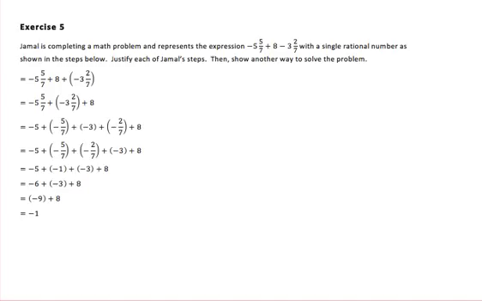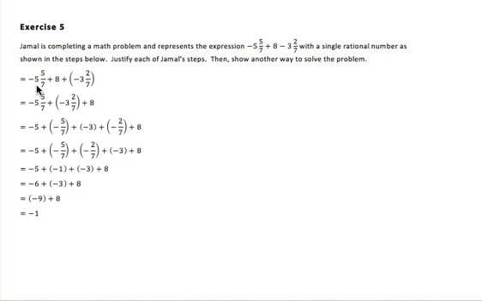Finally, in exercise 5, they tell us that Jamal is completing a math problem and representing the expression negative 5 and 5/7 plus 8 minus 3 and 2/7 with a single rational number. In other words, he is solving. They ask us to justify each of Jamal's steps and then show another way to solve the problem.